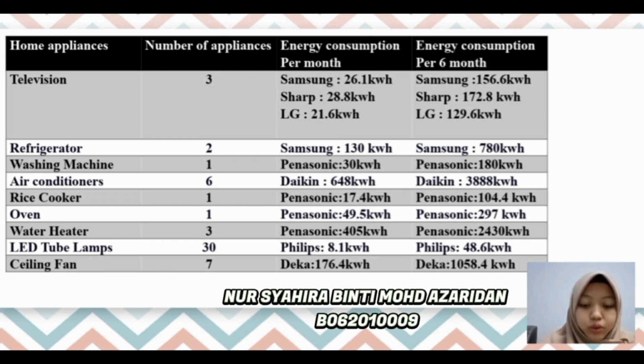Then for LED tube lamps, the number of appliances is 30, with 8.1 kilowatt-hours per month and 48.6 kilowatt-hours per 6 months. The number of ceiling fans is 7, with 176.4 kilowatt-hours per month and 1,058.4 kilowatt-hours per 6 months. That's all from me. Thank you.